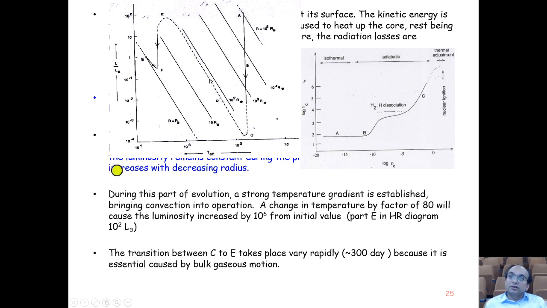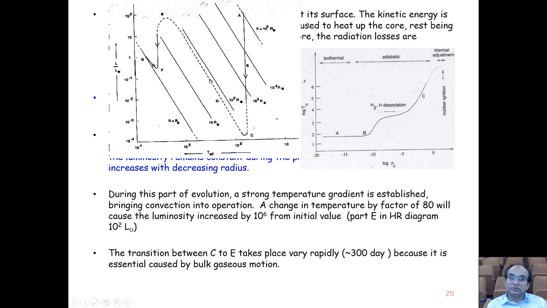Because the luminosity remains constant during the phase, the temperature increases as the radius decreases. During this part of the evolution, a strong temperature gradient is established, bringing convection into operation. A change in temperature by a factor of 80 will change the luminosity by 10 to the power 6 from the initial value, which reaches the part E of the HR diagram here. So the transition from C to E takes place very rapidly. You see the free fall time took around, for this simple example, 4700 years, while this takes around only 300 days. So you may sometimes not observe this. It's a very rapid one.